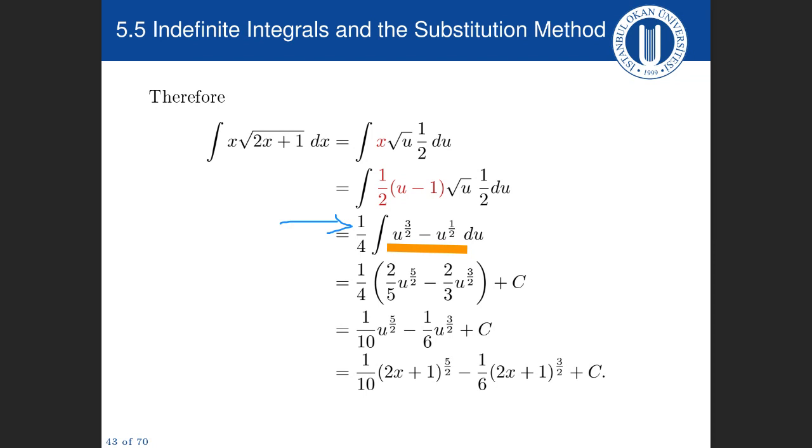Substitute x back in and we get our final answer. And I leave this for you to check. 1/10 (2x + 1)^(5/2) minus 1/6 (2x + 1)^(3/2) plus c. Don't forget the plus c. There's always 1 or 2 points for that in an exam, or 1 or 2 points you could lose if you forget to write the plus c.